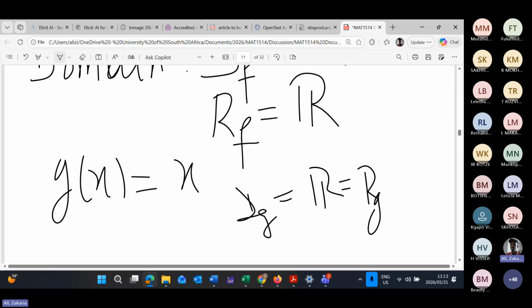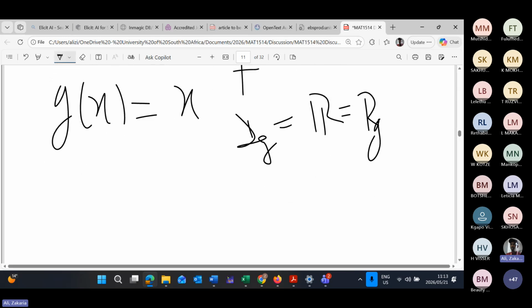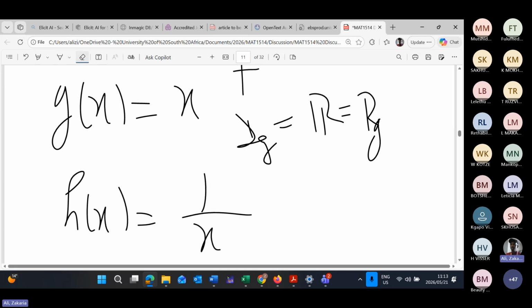Now let's change slightly. I'm taking another function, h of x, given by 1 divided by x. Let's take minus 3 divided by x, just for the sake of change. Can I calculate h of 0? Can I compute h of 0? No, because you cannot divide by 0. Can I compute h of 3?